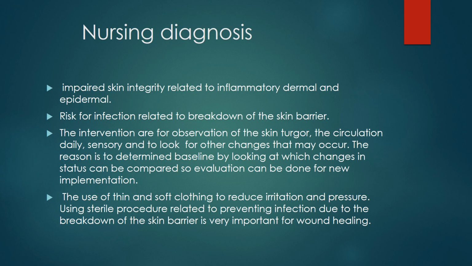These are some of the nursing diagnoses. For example, impaired skin integrity related to inflammatory dermal and epidermal changes. Risk for infection related to the breakdown of the skin barrier. Some of the interventions are to observe the skin turgor, the circulation, and sensory status, and to look for any other changes that may occur. The reason is to determine the baseline by looking at what changes in the status, so they can be compared. So when evaluation is done, new implementations can be taken easily.